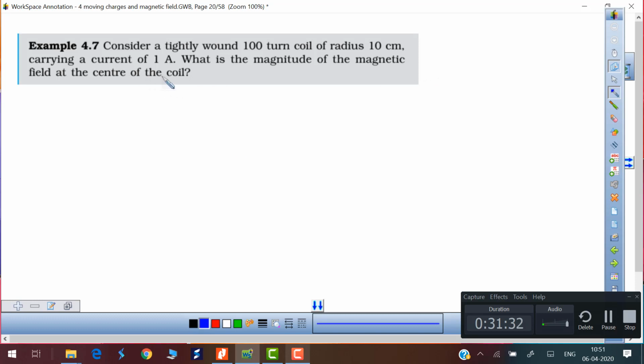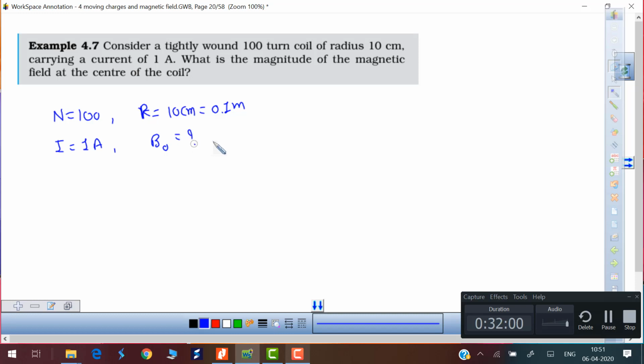Consider a tightly wound 100-turn coil of radius 10 cm carrying a current of 1 ampere. What is the magnitude of the magnetic field at the center of the coil? So we have given the number of turns is equal to 100. The radius is equal to 10 cm. It must be converted into meters, so I write 0.1 meter. Current is given by 1 ampere. Then what is the magnetic field at the center?